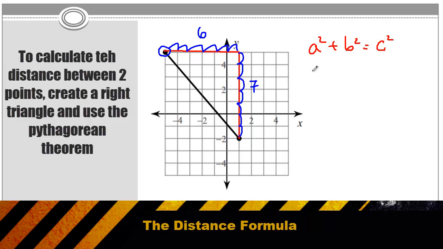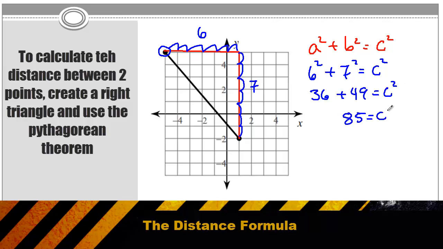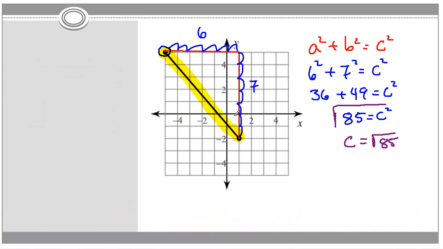Now the equation for my right triangle is 6 squared plus 7 squared is equal to c squared. Or 36 plus 49 is equal to c squared. Or 85 is equal to c squared. Square root everything, and I get c is equal to the square root of 85. And that's my final answer. The distance between my 2 points, or the hypotenuse of my triangle, is the square root of 85.